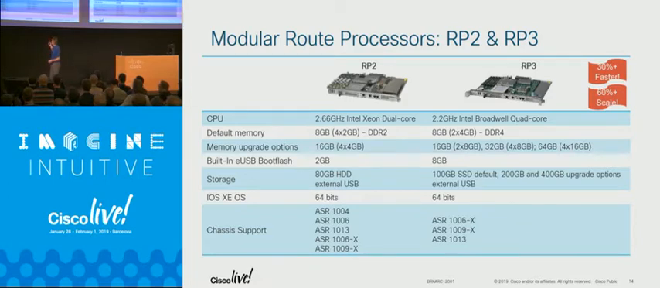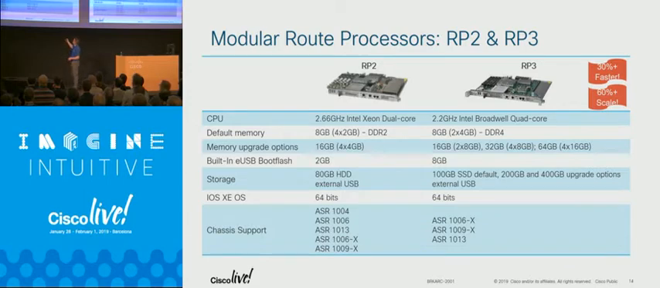30% faster compared to RP2 when it comes to the control plane convergence time, okay? So if you run BGP, you run OSPF, you're going to find out RP3 converges at least 30% faster if you're running RP2 in the current network.